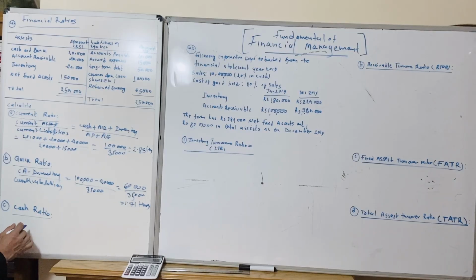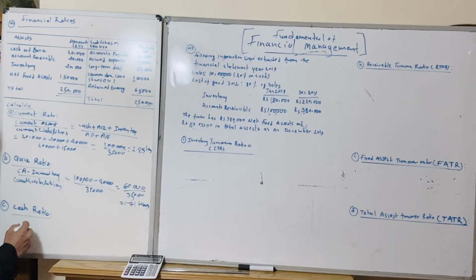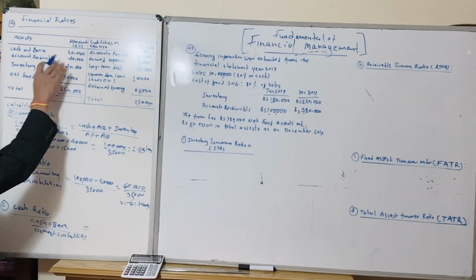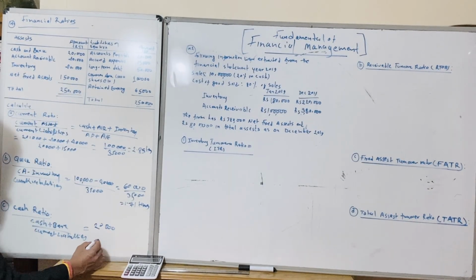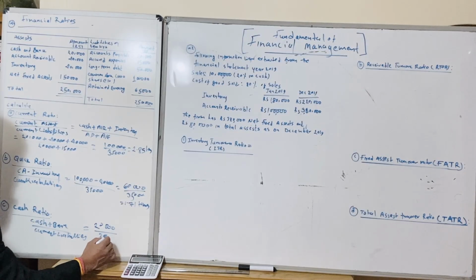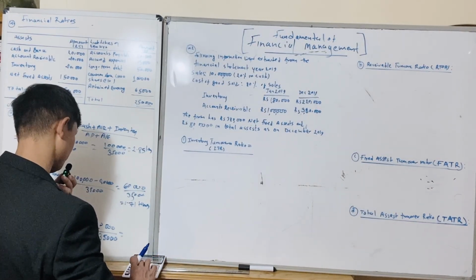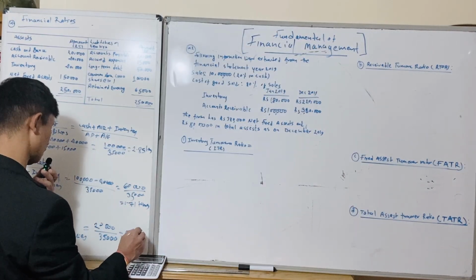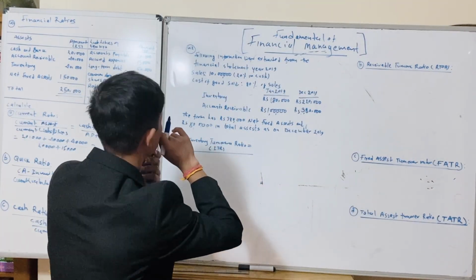Let's have a look at the cash ratio. The cash ratio we can find by dividing cash and bank amount by current liabilities. The cash in bank we are given is 20,000, then current liabilities are 35,000. 20 divided by 35 gives 0.57 times.